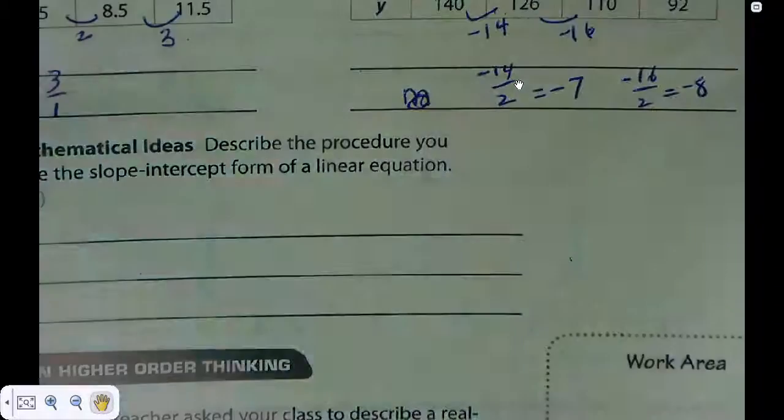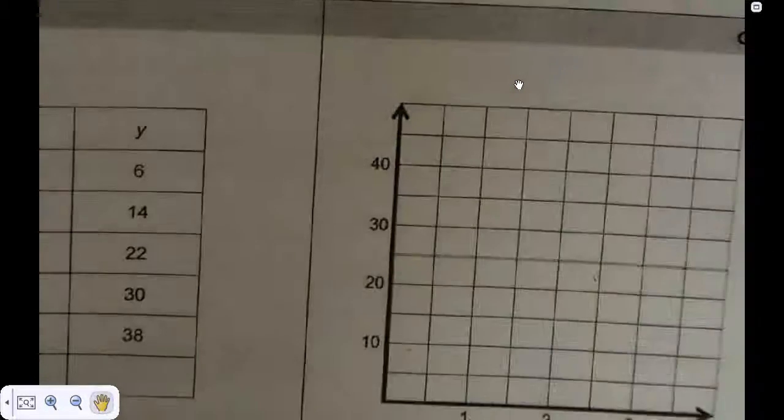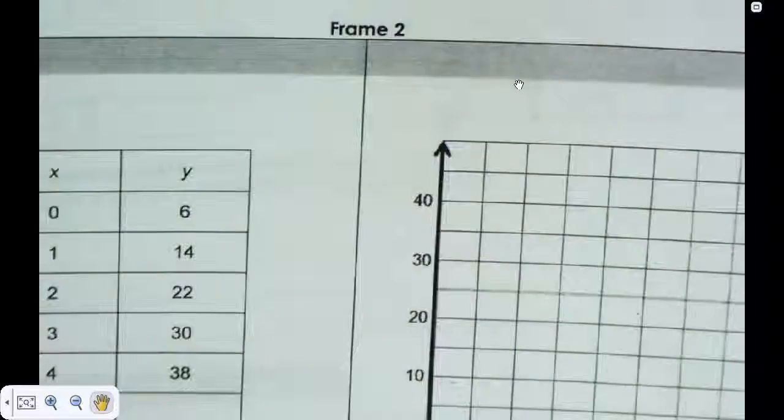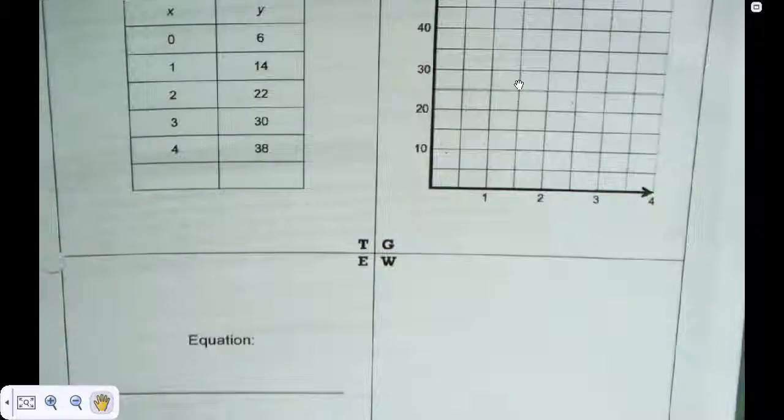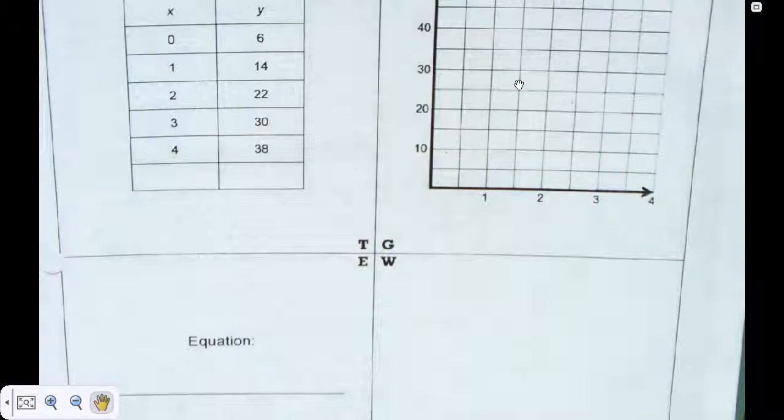Okay, very quickly. I need everybody to go right down. I want you to write down the equation. Look at the table and go write the equation on the blank where it says equation. Go, quickly.